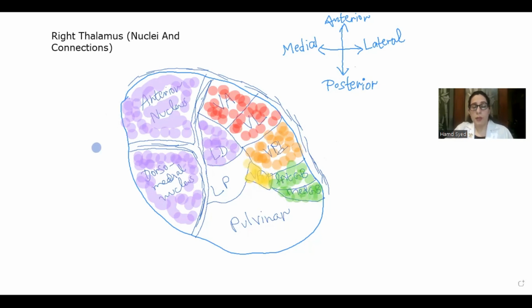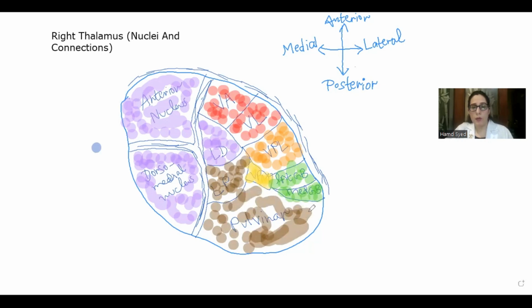Remember, the VPL and VPM are going to send the information to the sensory cortex, that is in the parietal lobe, whereas VA and VL nuclei, which are processing motor information, are going to send this information to the motor areas of the cerebral cortex, that is the precentral gyri, the primary and the secondary motor areas. Whereas the remaining parts of the thalamus, which are the LP and the pulvinar, remember, they have intrinsic functions, that is the processing of information amongst the different thalamic nuclei, right?